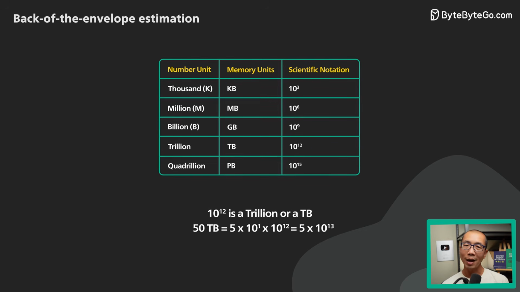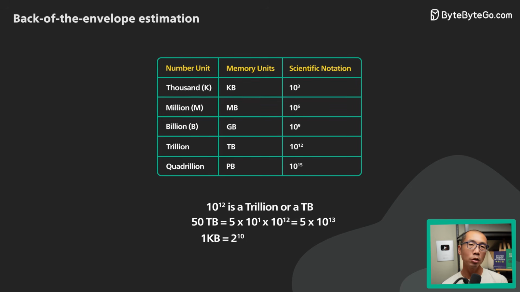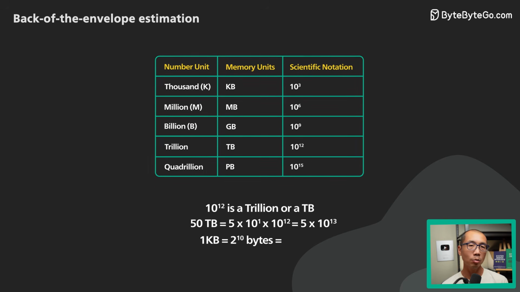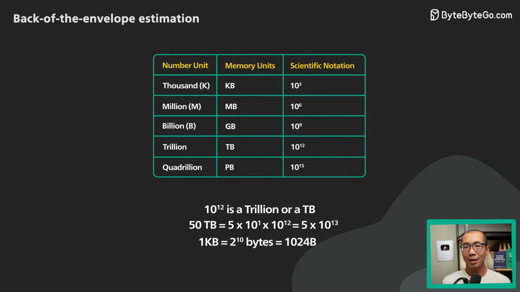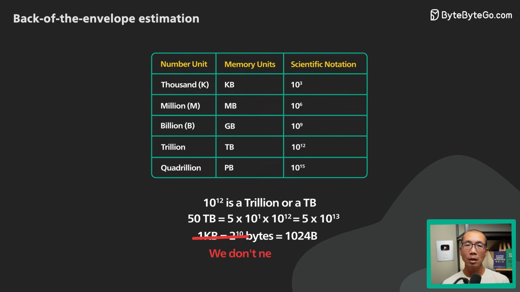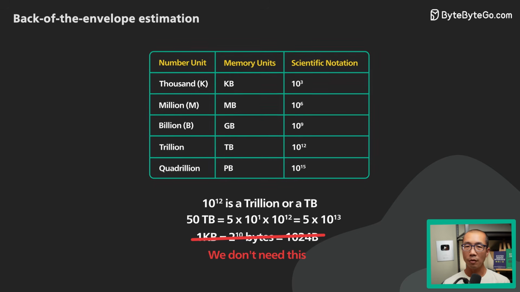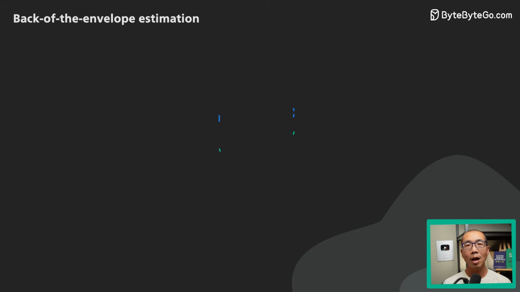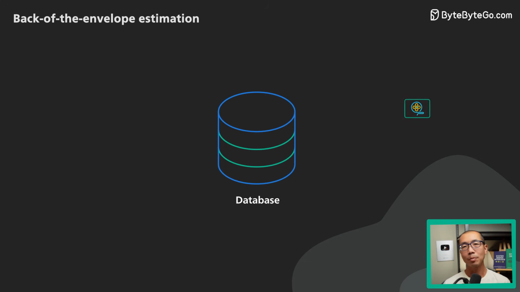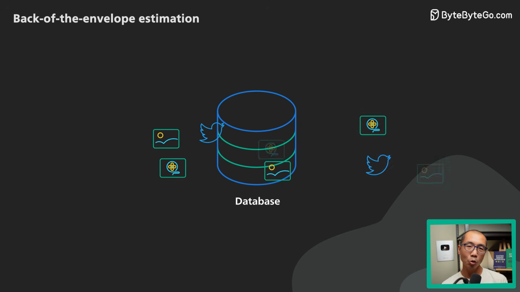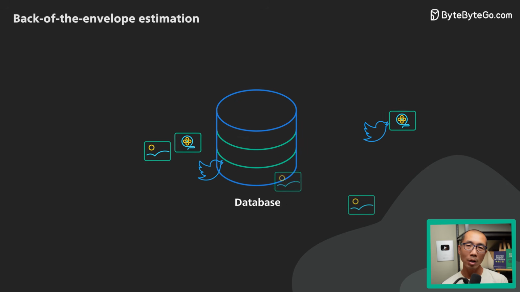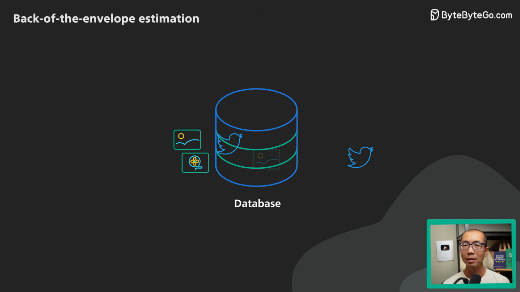We're going to ignore the fact that 1 kilobyte is actually 2 to the 10th bytes, or 1024 bytes, and not 1,000 bytes. We don't need that degree of accuracy for back-of-the-envelope math. Now let's wrap up by going through one last example. We'll estimate how much storage is required for storing multimedia files for tweets.